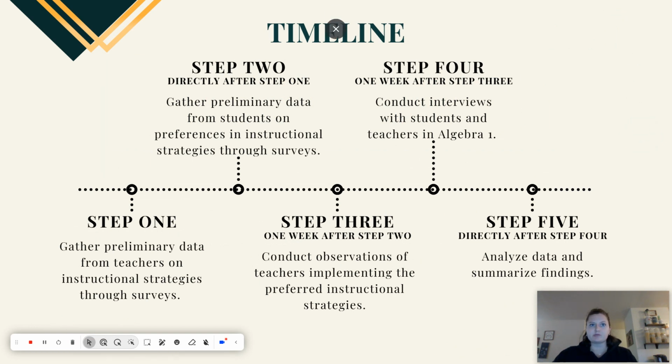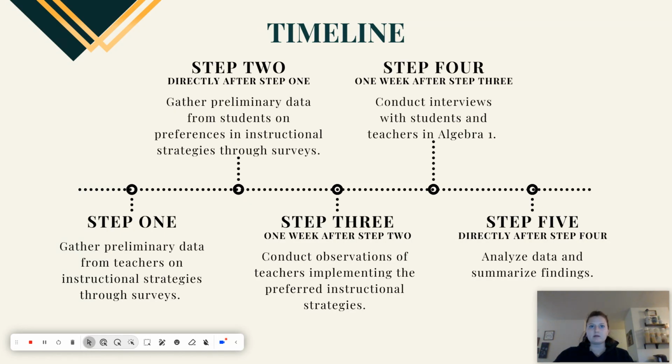This action research will take place in 5 steps. Step 1 is to gather preliminary data from teachers on instructional strategies through surveys. This includes what is currently being used. Directly after Step 1, Step 2 will take place, which is gathering preliminary data from students on preferences and instructional strategies through surveys.